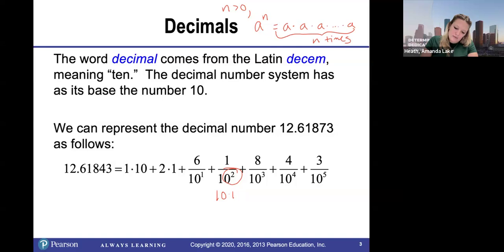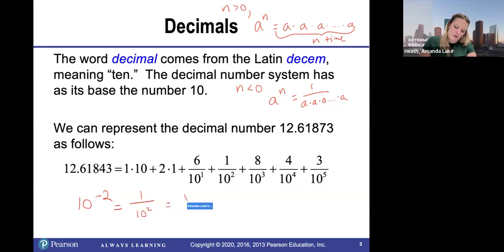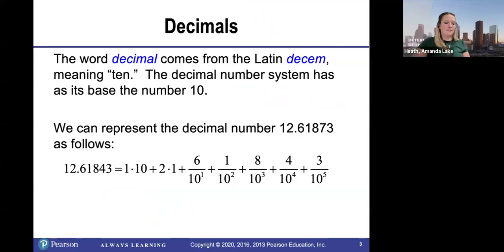To be clear, we also can use powers where n is less than 0. When n is less than 0, a to the n would be 1 over a times a times a, dot dot dot, times a. So if we have 10 to the negative 2, that's equal to 1 over 10 squared, or 1 over 100. So negative powers put us in the denominator.